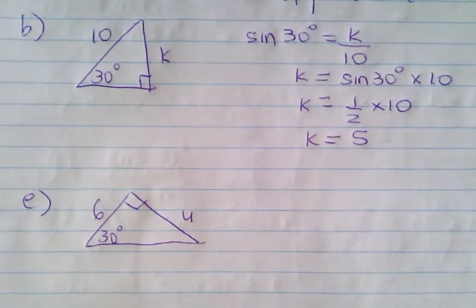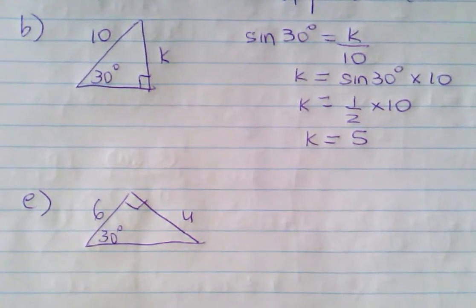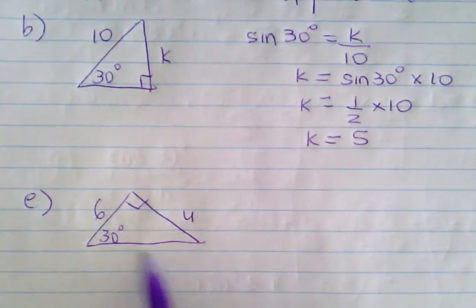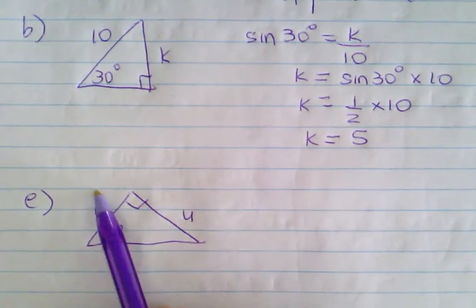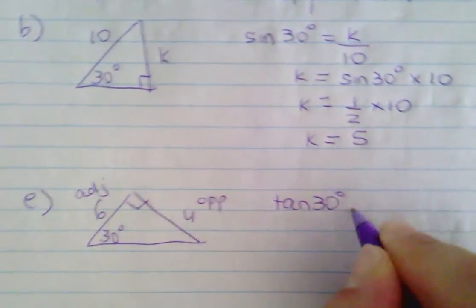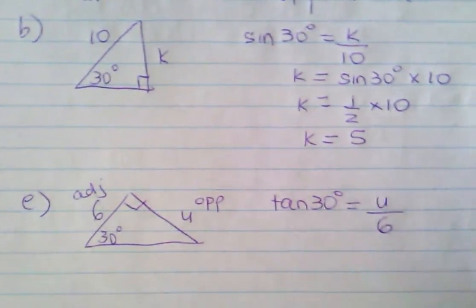Nothing really is new. I know there was that bit of surd thing, but it's mainly just getting you to remember those ratios. It's really important that you remember them, you'll do them again in year 11 if you're doing mathematics or extension, but you're expected to know them pretty quickly. This one, sine, cos or tan? Well, I don't have the hypotenuse, so that's opposite and that's adjacent. Opposite, adjacent. So tan of 30 is u over 6.